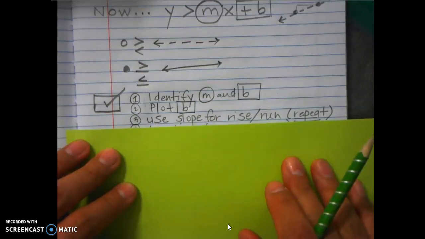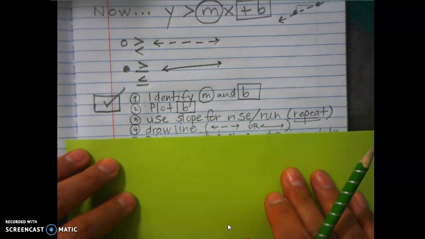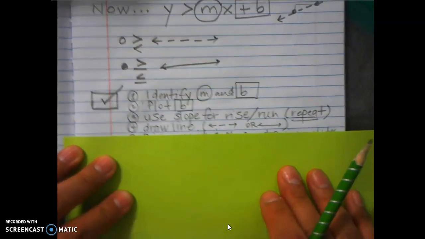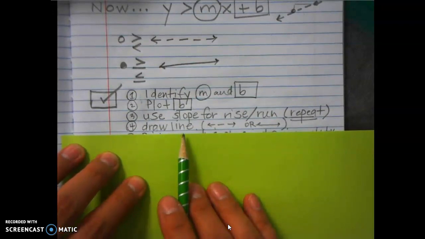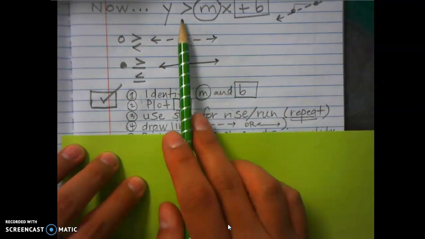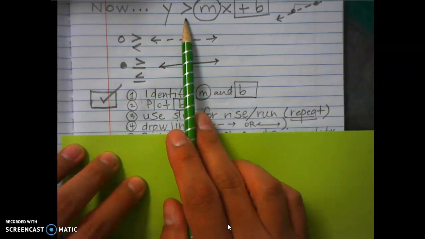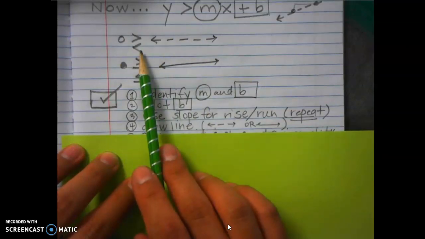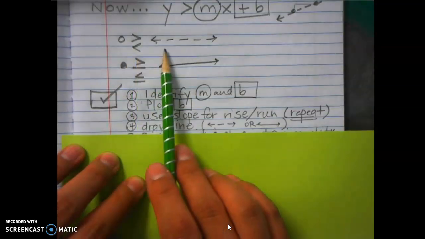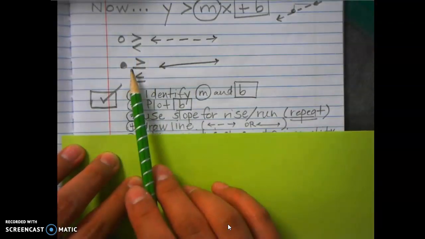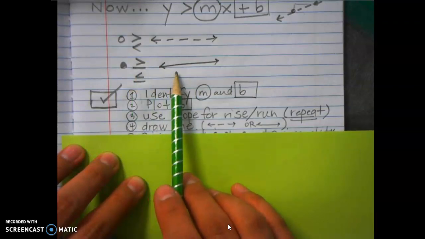Okay, so step 4, now is where it starts changing. Now we're going to draw a line, but this time, remember, it depends on what inequality symbol we have. If it does not have a line underneath for the "or equal to," it's a dotted line. If it has a line underneath, that's where we still connect with a solid line.